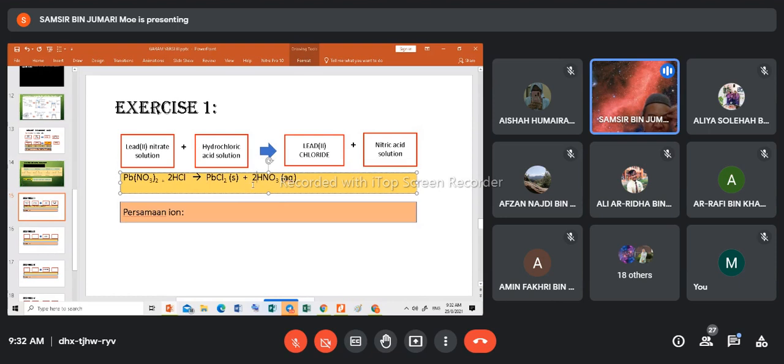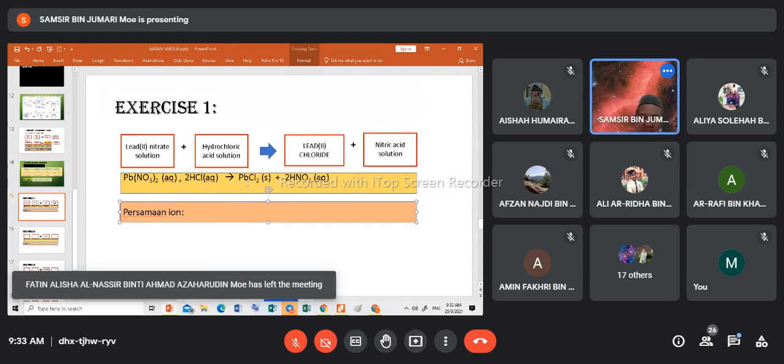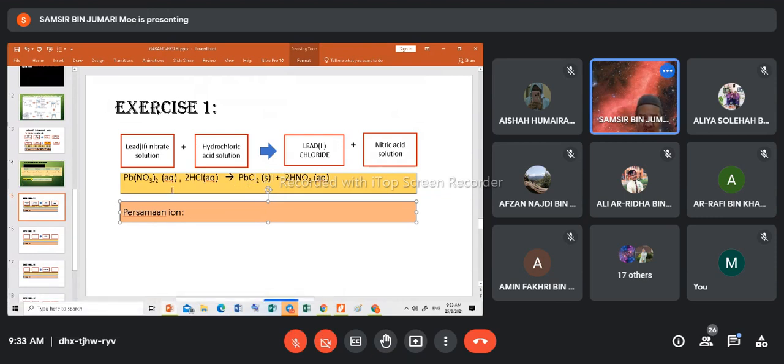It is actually just exchanging ions, but we must make sure whether it is possible or not. This is the solution, this is lead chloride, this is solution too. You must write aqueous solution. Lead nitrate solution reacts with hydrochloric acid to produce lead chloride precipitate and nitric acid solution. Later we can take out the lead chloride precipitate by using the filtration method.